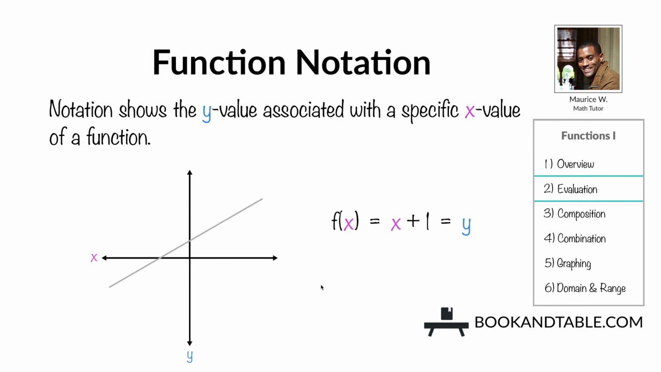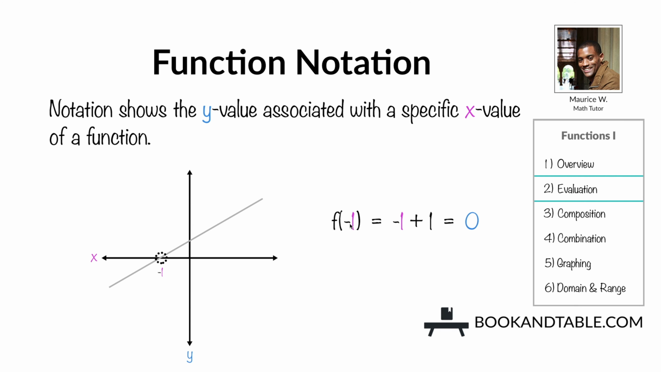Now, notation shows the y value associated with a specific x value of a function. So let's say we had a coordinate plane with this function in it. f of x is equal to x plus 1, which is equal to y. So if this is our function, the input is the letter inside of the parentheses, which is x. That's our independent variable. So when you plug in a number for x, you'll get an output that correlates to this expression here, x plus 1, and the result of that expression will give you the y value associated with that specific x value.